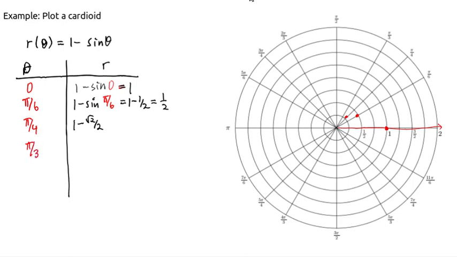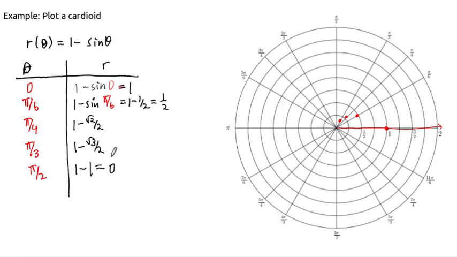So pi over 3. This radius is going to be 1 minus root 3 over 2. Again, it's getting smaller. So in the direction of pi over 3, our radius is now 1 minus root 3 over 2. Okay. And then finally for the first quadrant we get to pi over 2. And sine of pi over 2 is, of course, 1. So the radius at this point is 0.